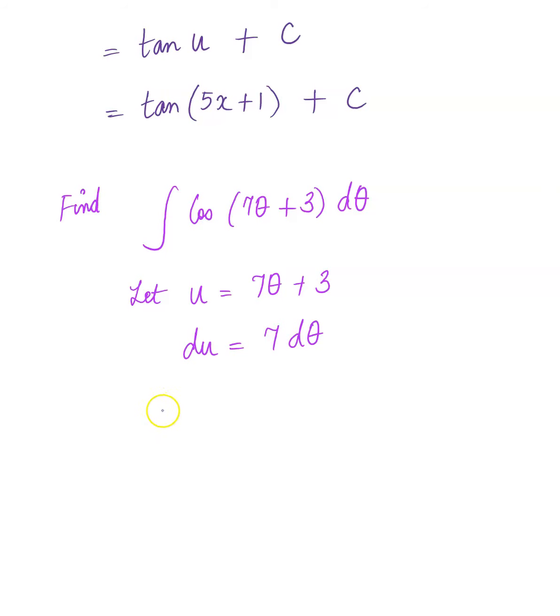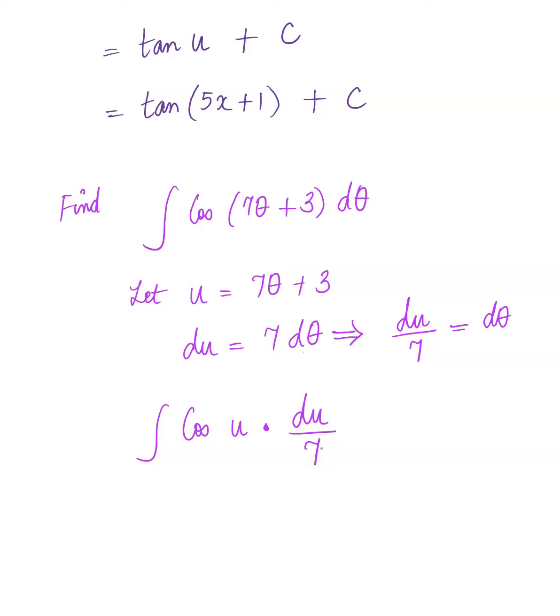So let's come over here and say cos times. There is no 7 times d theta, there's only a d theta. So you're going to come back here and say du over 7. If I divide both sides by 7, I'll get d theta. Right? So my d theta can be substituted as du over 7.